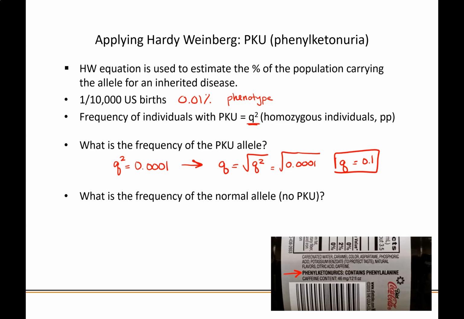Now, in order to continue on with our problems, we are also going to need to figure out the frequency of the normal allele, individuals who do not have PKU. So we can do that by using the equation p plus q equals 1. So p is equal to 1 minus q. So p is equal to 0.99. So now we have the allele frequency of the normal allele.